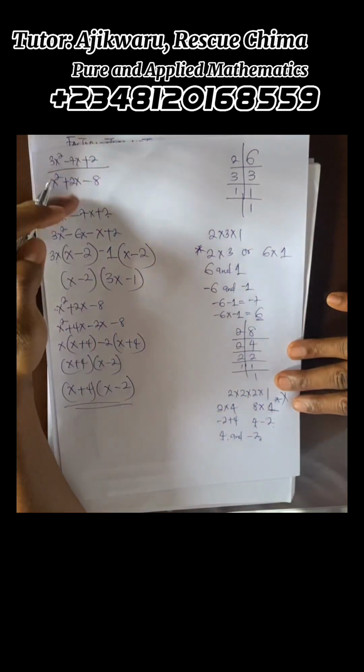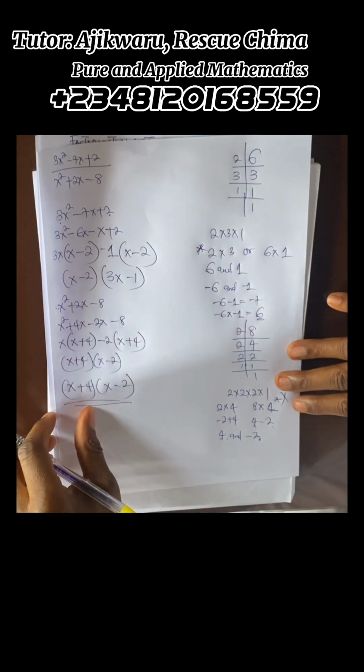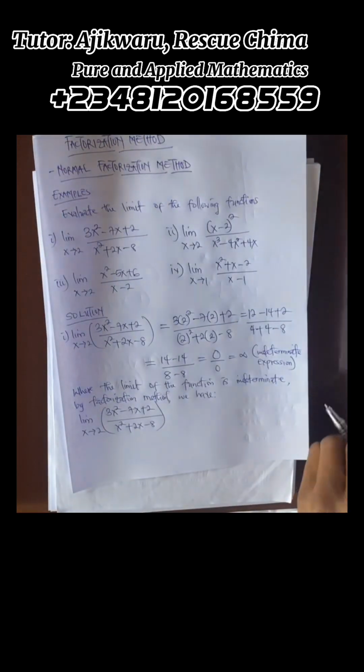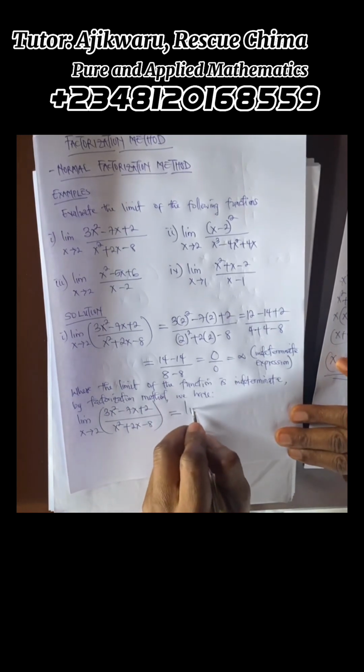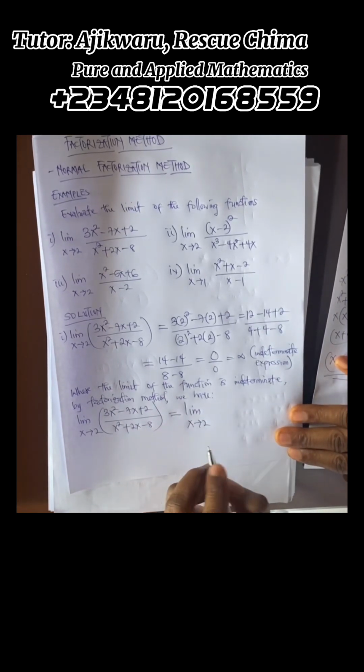So we've been able to factorize these two expressions, and then we can write it in this our problem. So we have limit as x tends to 2.